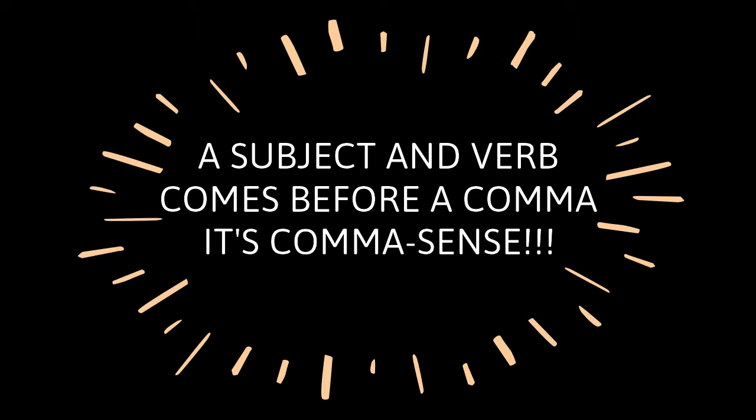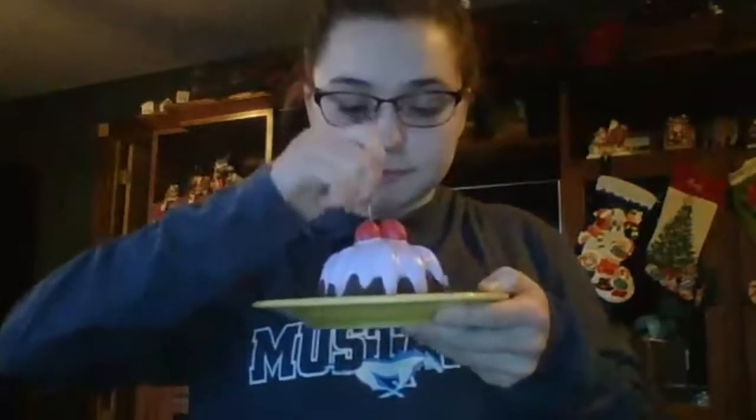And clearly, everyone already knew that a subject and verb must come before a comma. That's just common sense. Maybe the people of the world need an example. The right way to use a comma after an introductory adverb clause is, as long as I ate the cake, my sisters couldn't eat any. The subject is I because I ate the cake. The verb is ate because, well, again, I got to eat the cake. And the subordinate conjunction is as long as.